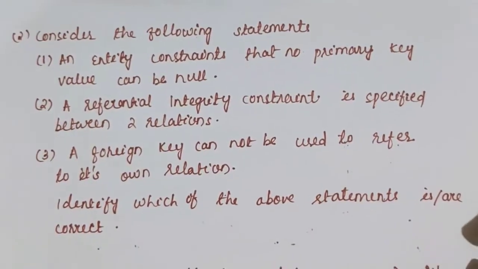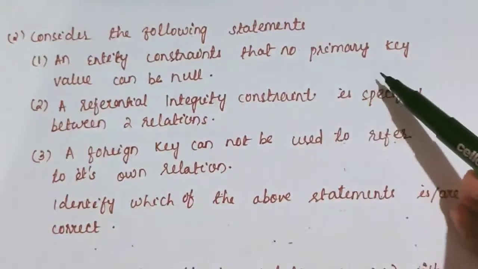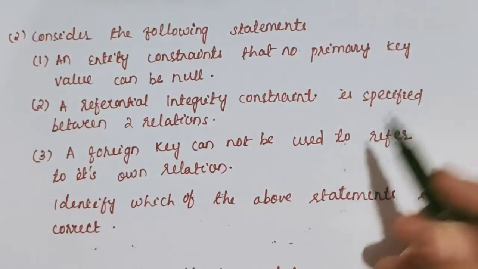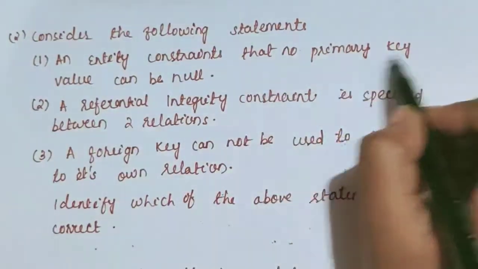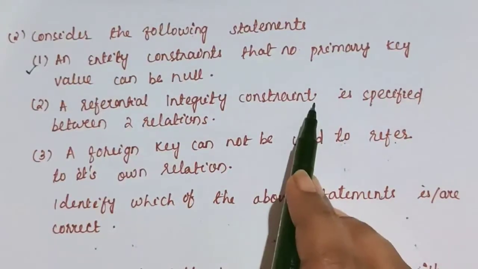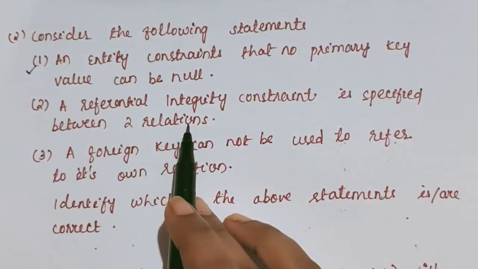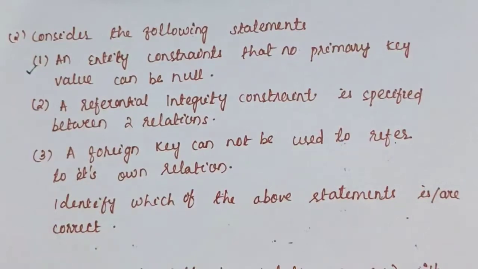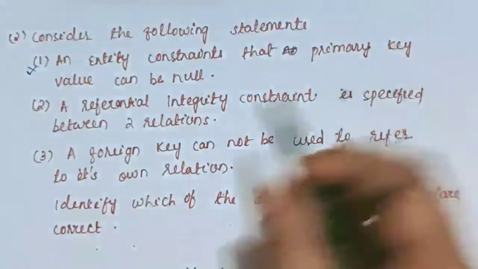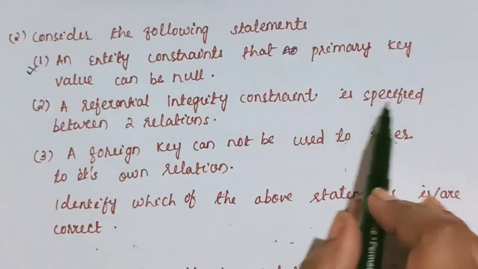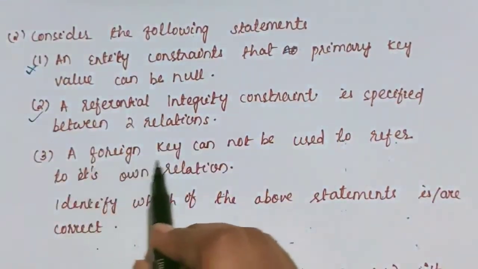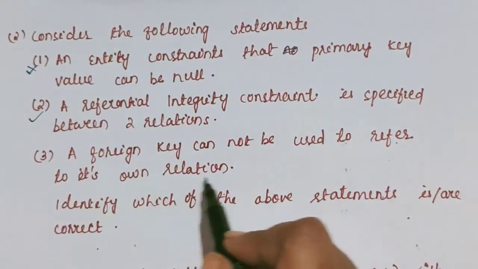consider the following statements: an entity constraint says that no primary key value can be null. Entity constraint means yes, the primary key field should not be null. So this is correct. A referential integrity constraint is specified between two relations. This is absolutely correct.